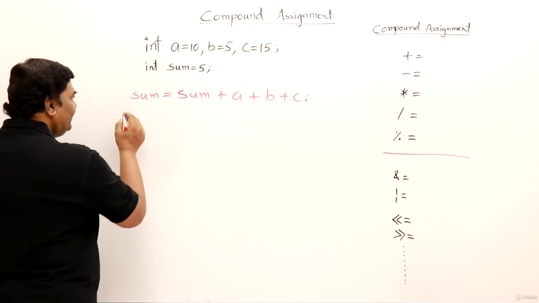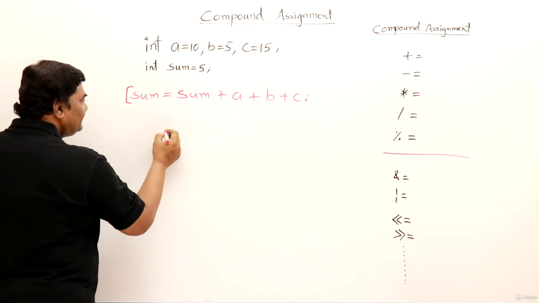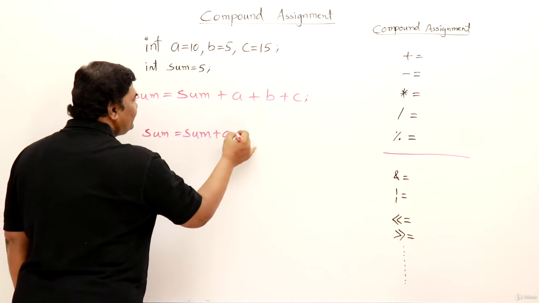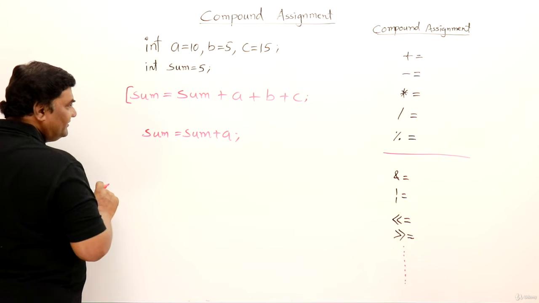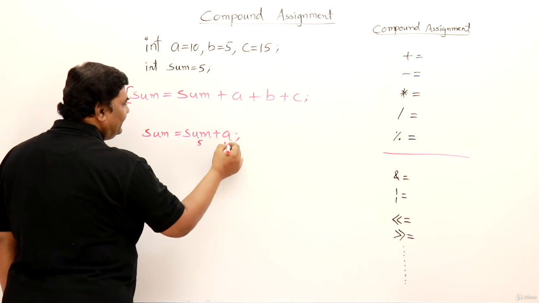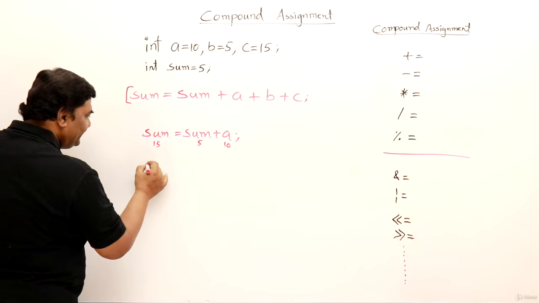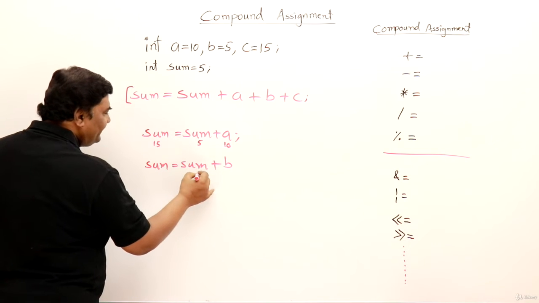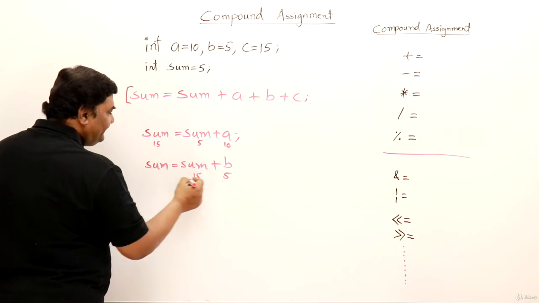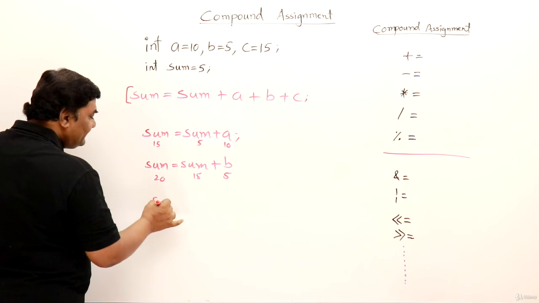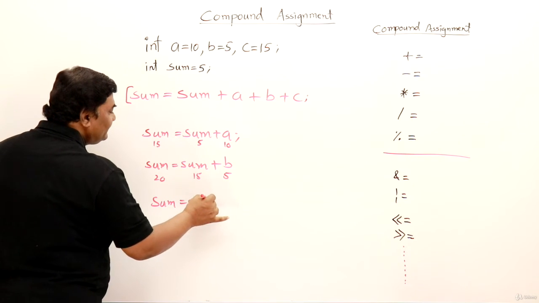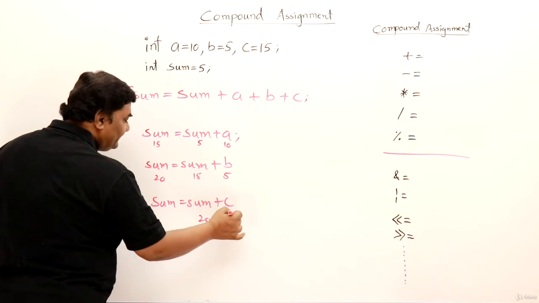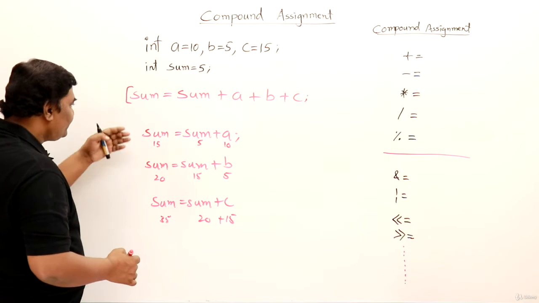So first of all, let us add A. Instead of this, I am writing another method. See, sum assign sum plus A. So A is added with sum and the result is stored in sum. Now how much sum will be? Right now sum is 5 and A is 10, so sum becomes 15. Next statement, sum assign sum plus B. So right now sum is 15 and then add B to it, that is 5. So this becomes 20. Then again sum assign sum plus C. So sum is right now 20 and plus C is 15. So sum becomes 35. So this is done in steps.